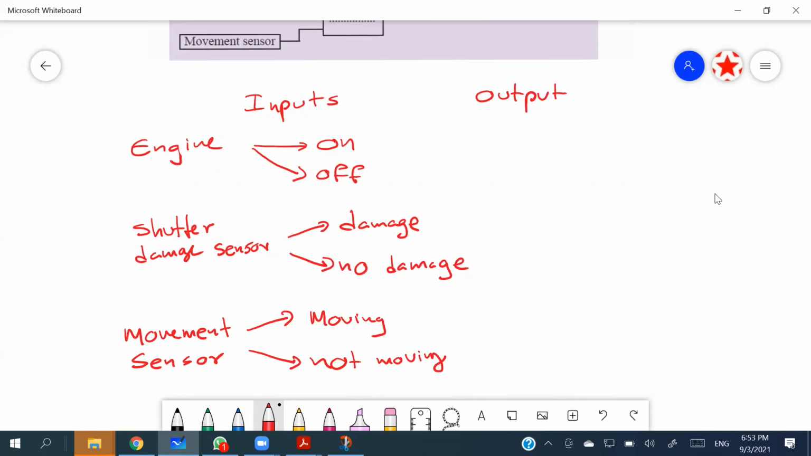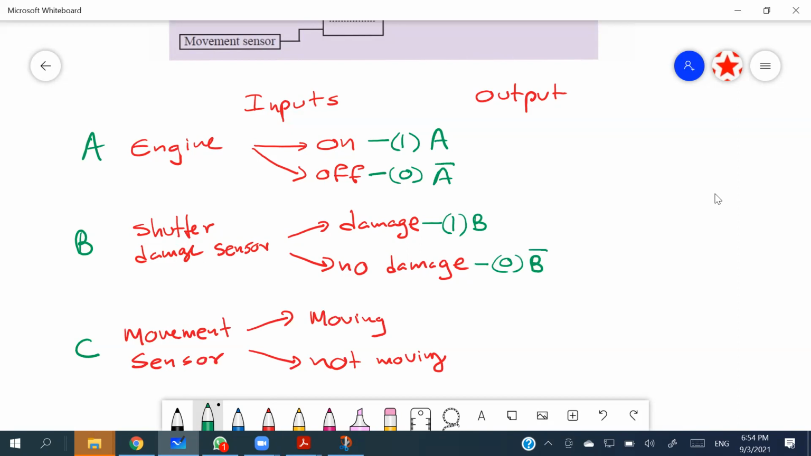If we consider A as engine, B as shutter damage sensor, and C as movement sensor, engine on is indicated by 1, which indicates A. Off is indicated by 0, which indicates A bar. B damage is indicated by 1, which indicates B, and no damage is indicated by 0, which indicates B bar. Moving can be indicated by 1, which indicates C, and not moving is indicated by 0, which indicates C bar, right?